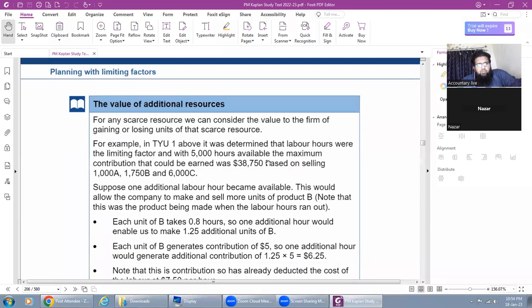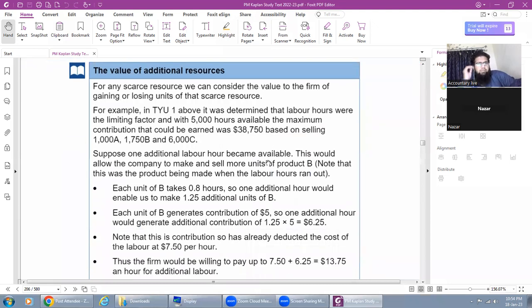The value of additional resource. For any scarce resource, we can consider the value to the firm of gaining or losing units of the scarce resource. For example, in the previous example, it was determined that labor hours was the limiting factor, and 5,000 hours were available. The maximum contribution that could be earned was 38,750, based on selling 1,000 of A, 1,750 of B, and 6,000 of C. So what we were earning is 38,750.